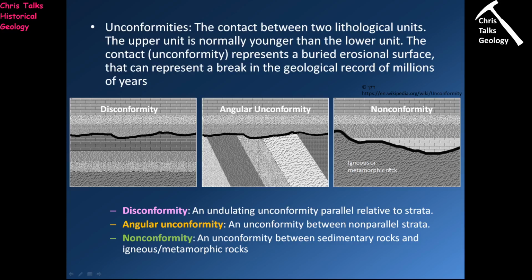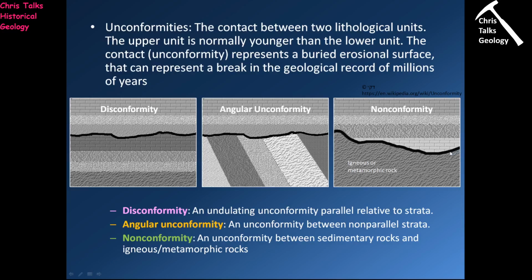And then finally we have a nonconformity. A nonconformity occurs between an igneous or metamorphic rock and sedimentary rock. So here are our sedimentary rocks, here's our igneous rock, and this dark line represents our unconformity.